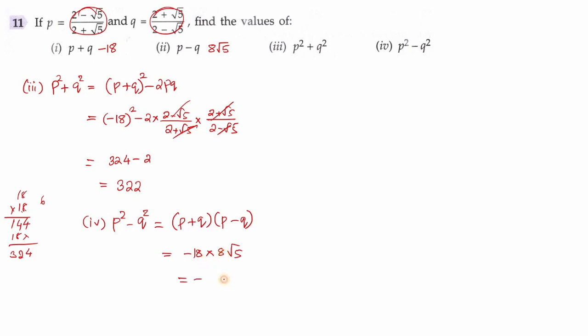So 8 eights are 64, carry over 6, 8 ones are 8, plus 6 is, it is 64, sorry, it is 4. So it's going to be 144 root 5. So we have done question number 11. Now we will do one more question. So you may pause the video and note down your solution.